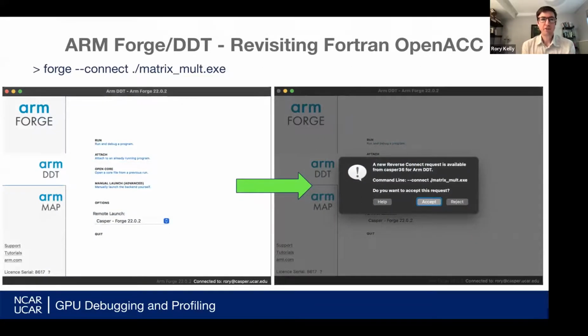So quickly, in order to start it, the way I find most convenient is this reverse connect method. Here I am on a node where I'm going to be doing some debugging, and I can say forge --connect, and then my program, like in this case, that matrix multiplication example. Forge is the combined DDT and MAP tool. I could also say map --connect or ddt --connect. In this case, I would say ddt --connect to launch the debugger. But any of those three invocations will bring you to this screen. I've told my local client to connect to Casper and listen for connections. It finds one. All I have to do is click accept.